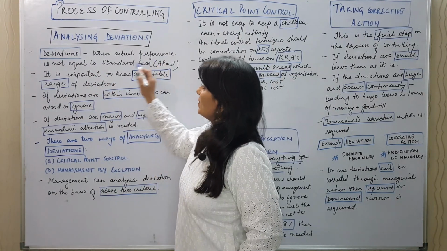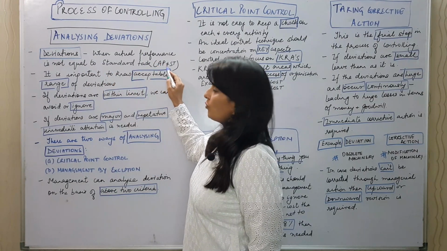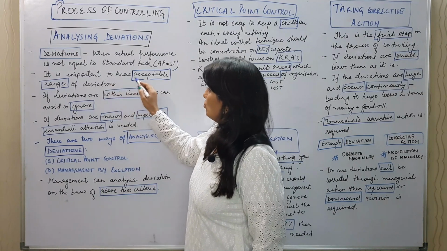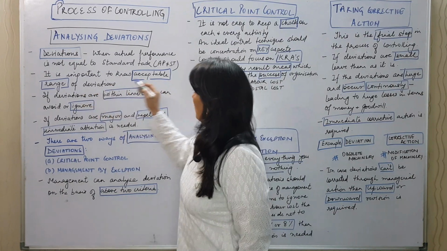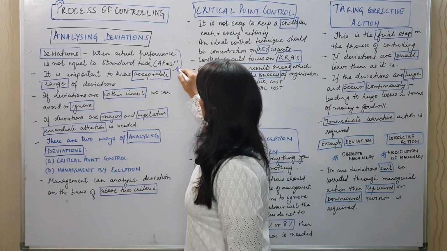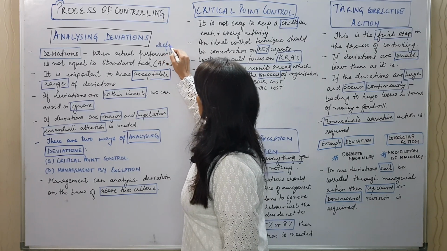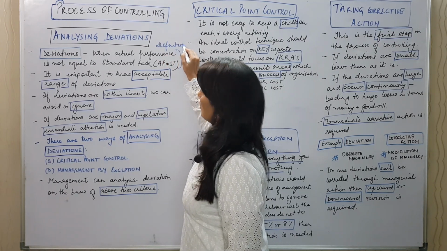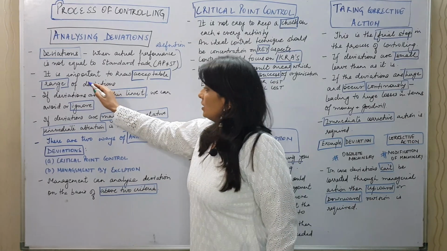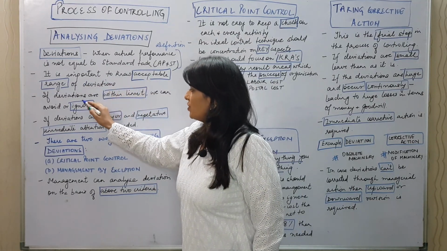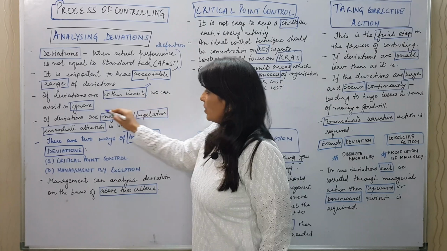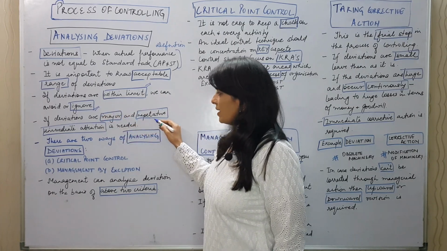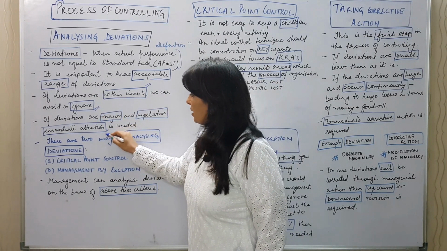So let's read through analyzing deviation. Deviations occur when actual performance is not equal to the standard task. It is important to know the acceptable range of deviations. This is the definition of deviations. If deviations are within limit, if they are okay, then we ignore them. If they are major or repetitive in nature, immediate attention is required.